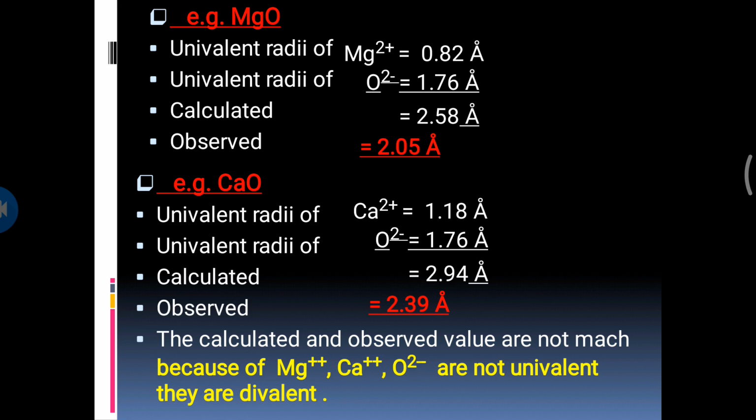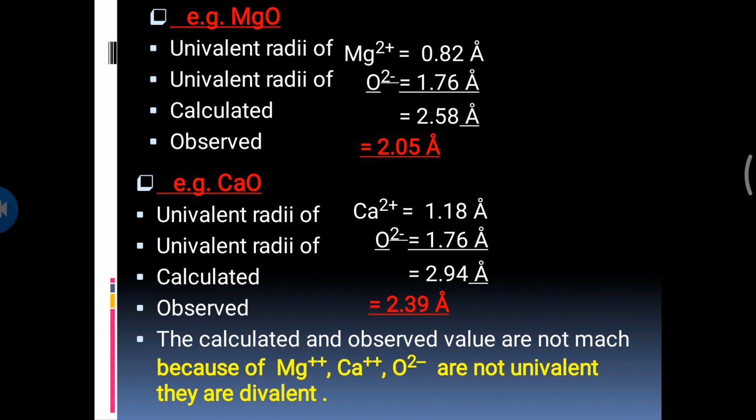2.94 angstrom. Okay, so in calcium oxide the calculated radii is 2.94, but the observed radii is 2.39, less than the calculated radii. So that's why in calcium oxide the polyvalent ions are converted to univalent radii or crystal radii. That's the time we have to calculate an accurate radii of calcium oxide, so we need to convert polyvalent radii to crystal radii.